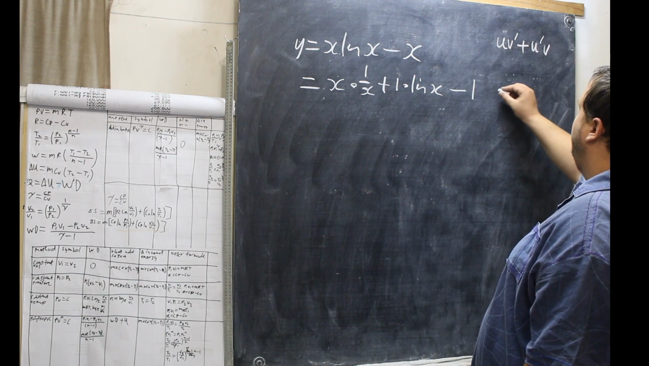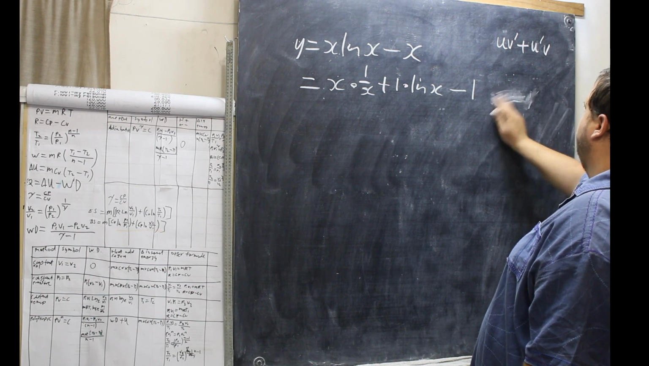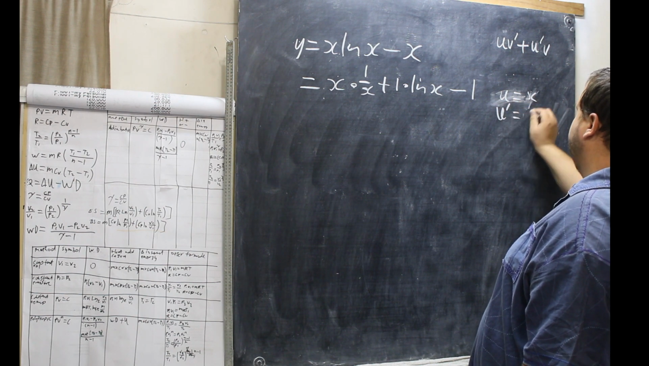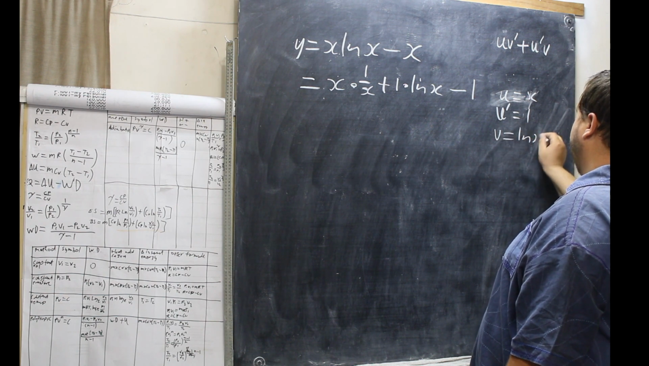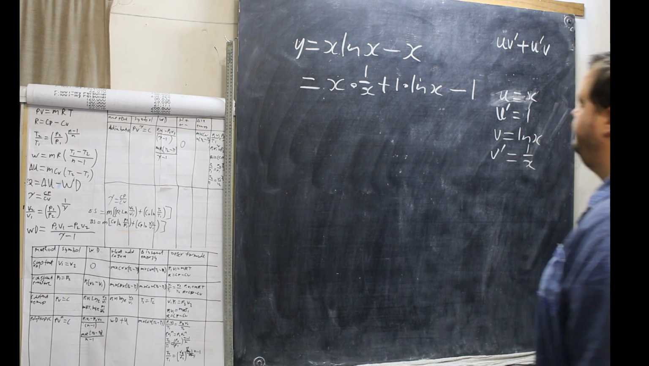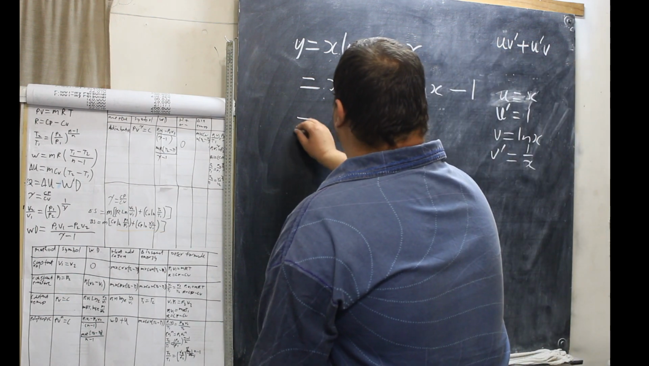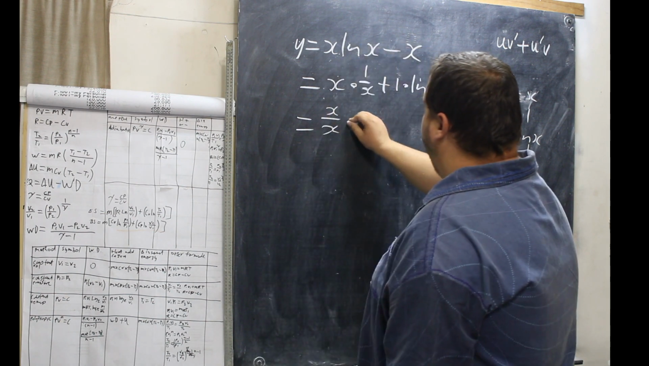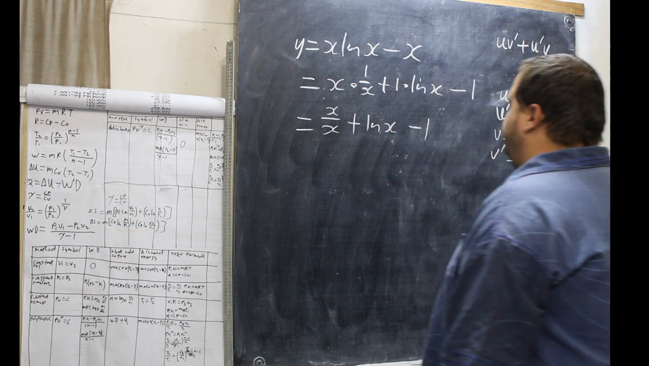So, x is equal to 1. U is equal to x. U prime is equal to 1. V is equal to ln x. And V prime is equal to 1 over x. As you can plainly see. So, what we are left with is x times 1 over x is x over x plus ln x minus 1.